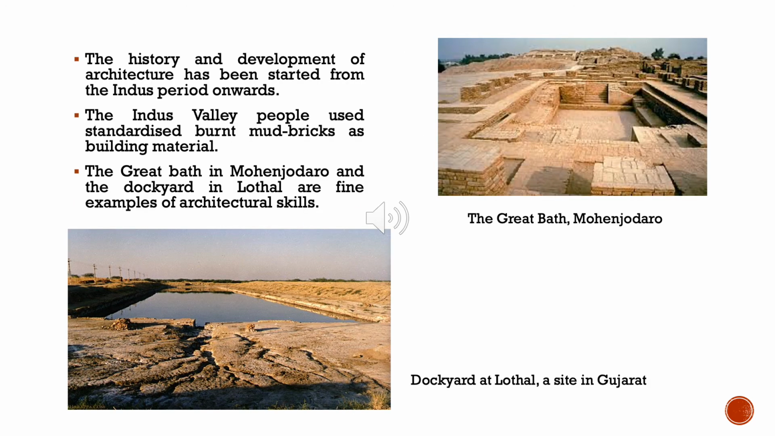The history and development of architecture started from the Indus period onwards. The Indus people used standardized brown mud bricks as building materials. The Great Bath in Mohenjo-daro and the dockyard in Lothal are fine examples of architectural skills. Here we can see on the right side the Great Bath at Mohenjo-daro, and on the left side the dockyard at Lothal, a site in Gujarat.